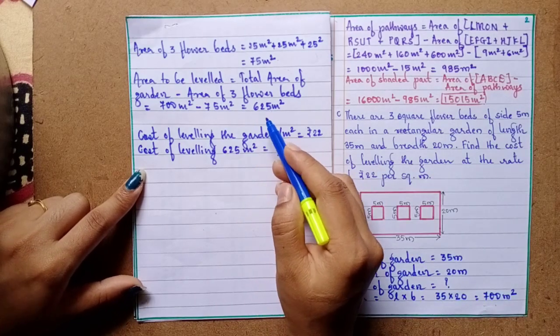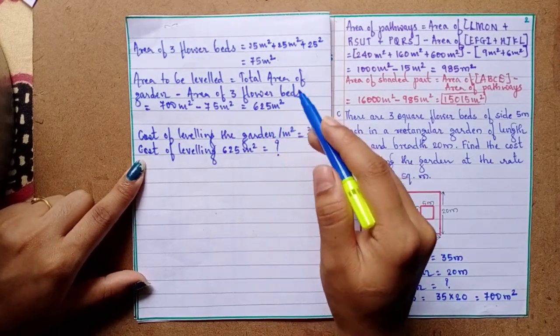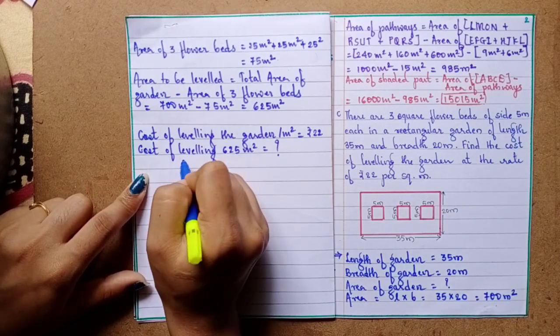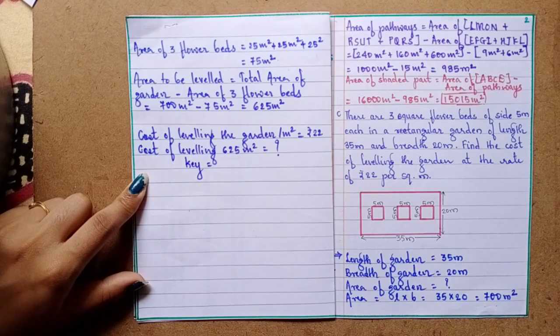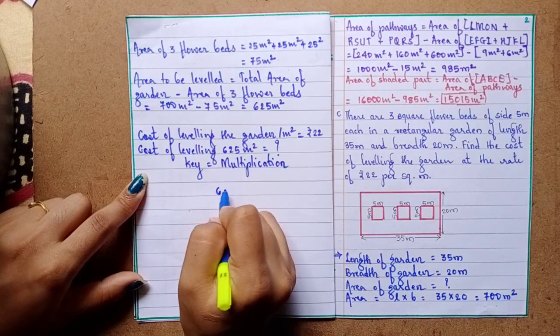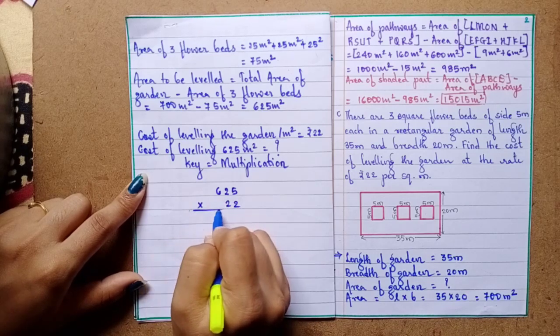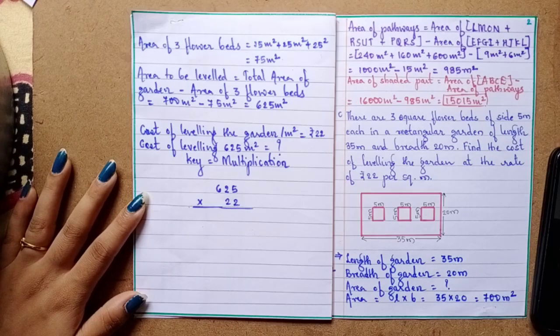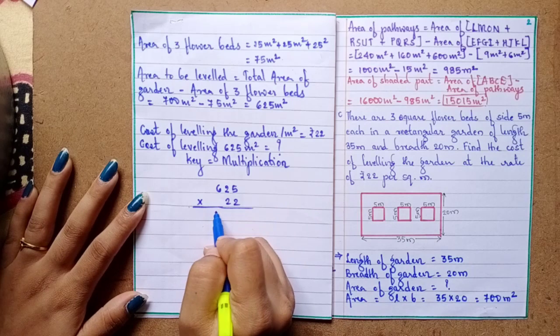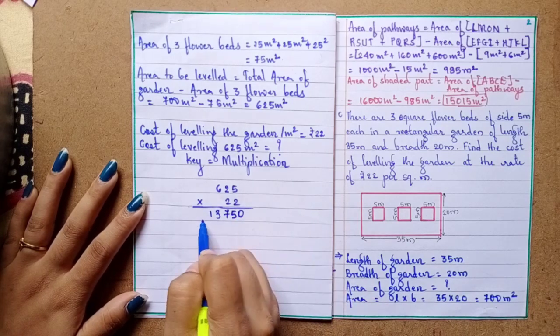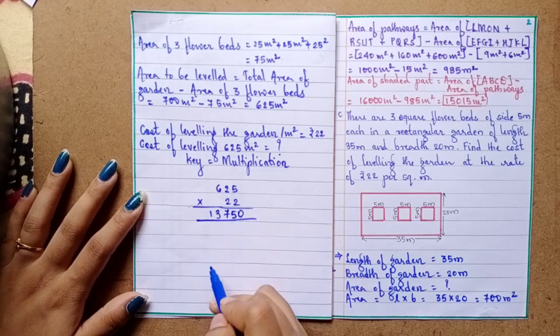To do that, what do we have to do? To find the cost of 625 meter square area, we have to multiply. Therefore, let's write it as multiplication. Let's multiply 625 by 22. Thus, the cost of leveling will be 13,750. So 13,750 will be the cost of leveling the garden.